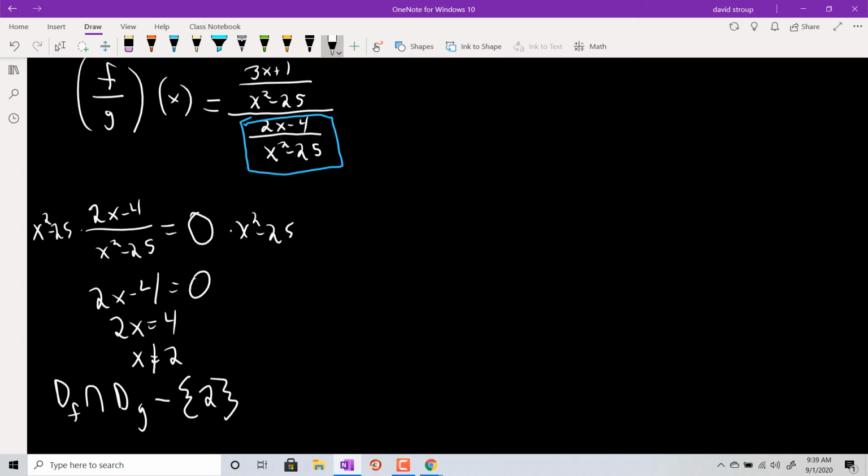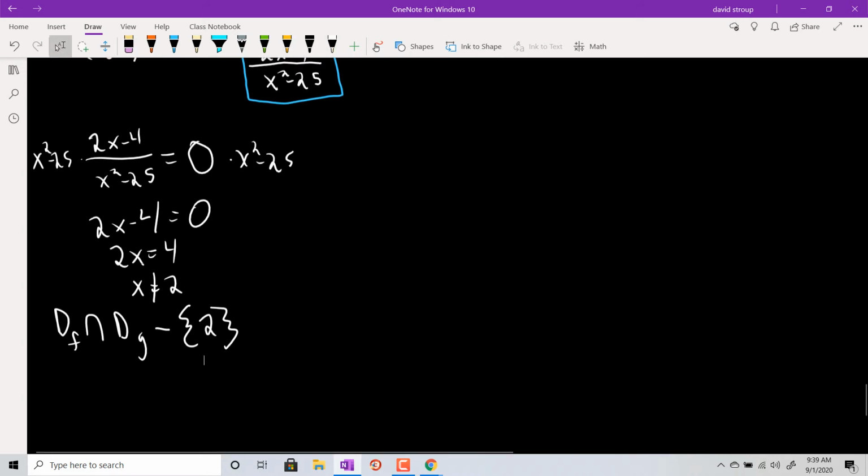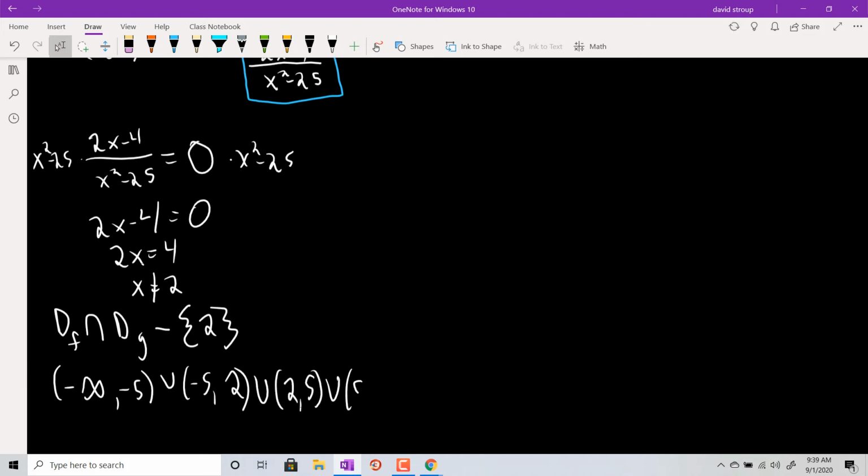So our domain for this quotient of functions is going to be, at the end, negative infinity to negative 5, union with negative 5 to 2, because we have to throw out 2, and then 2 to 5, and then union with 5 to infinity. You can see there are these 3 numbers we're avoiding, and that's why we have those 3 union symbols.